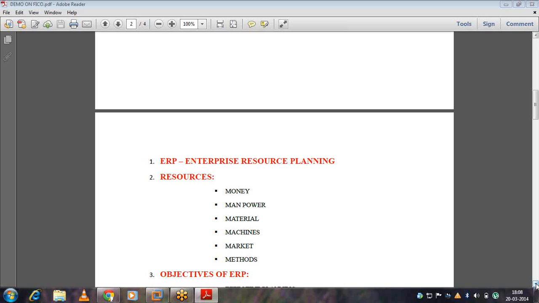In order to run the business successfully, each and every organization needs to have some resources, and these resources are very, very important. Without these resources, no organization can see success, no organization can see higher profits, and no organization can strengthen its financial position. So each and every organization has to have these resources: money, manpower, material, machines, market, and methods.